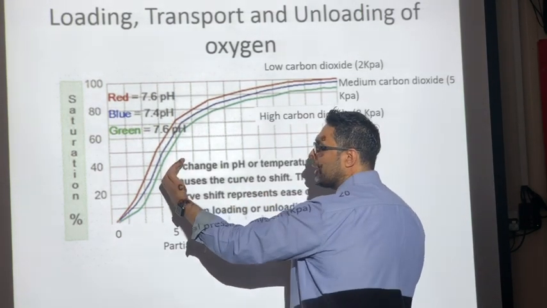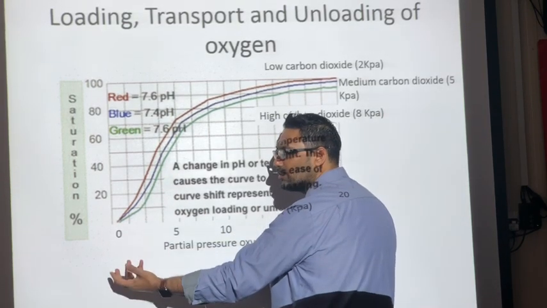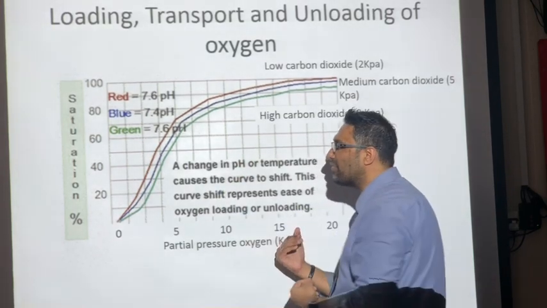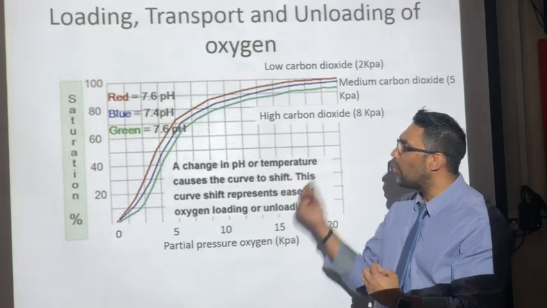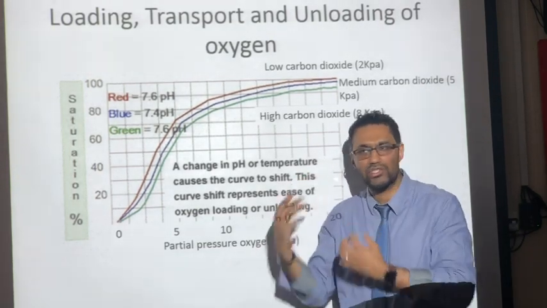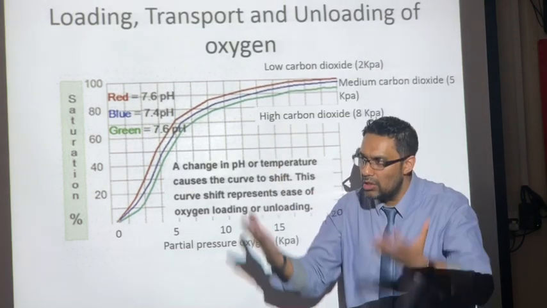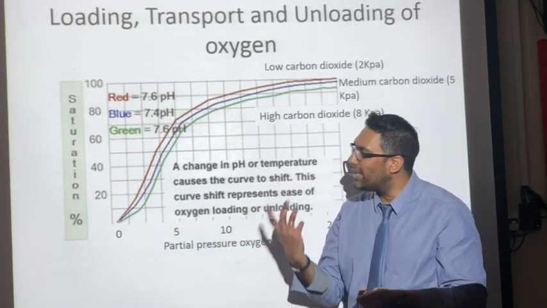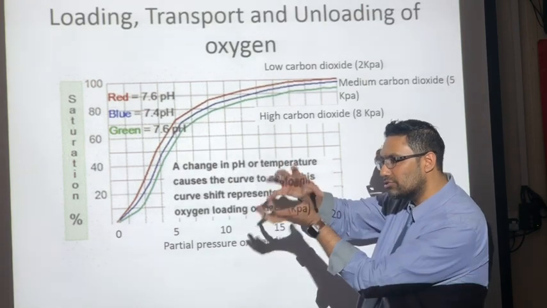It shifts it to the right, so therefore it's easier to let go of the oxygen, but harder to hold on to it. Okay? However, if I reduce, come back to that. Why does that do that? Why does carbon dioxide do that? Well, what does carbon dioxide do when it's in solution? When it's in water, what does it do to the pH? It brings it down. It lowers the pH, it makes it more acidic. And if it's more acidic, that's going to affect that shape.